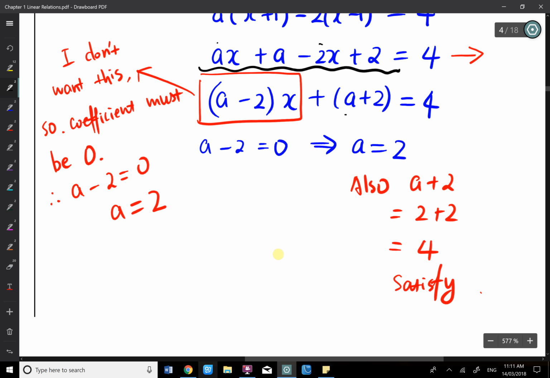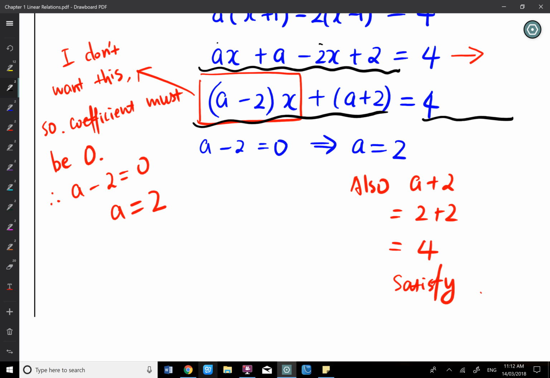Because the left hand side wants to be the same as the right hand side, I have x on the left hand side but I don't have x on the right hand side, which means this x must disappear. How can I make something disappear? You times by 0. When you times by 0, there's a 0 coefficient, which means nothing there. There's no x.